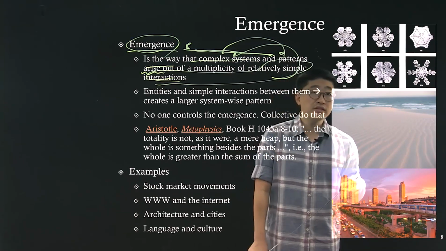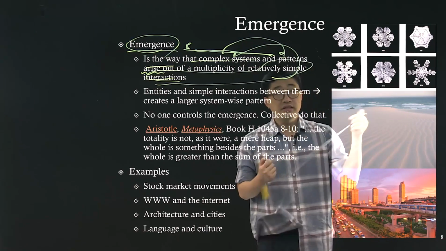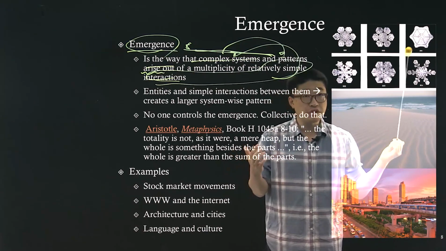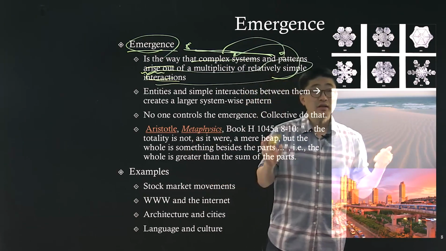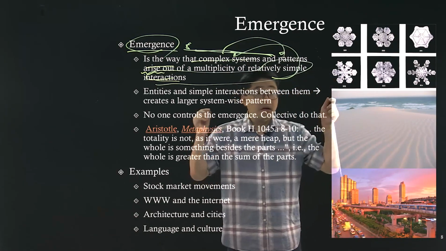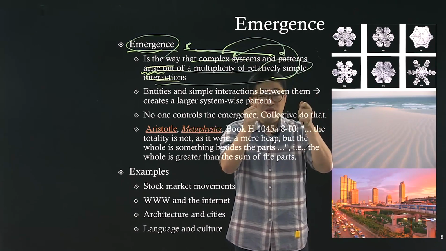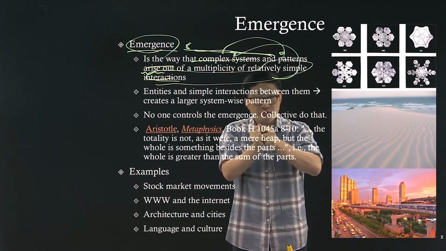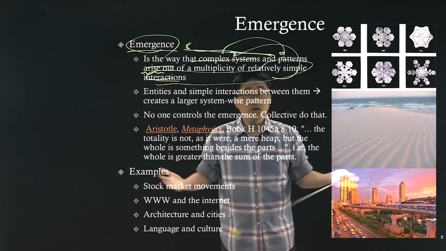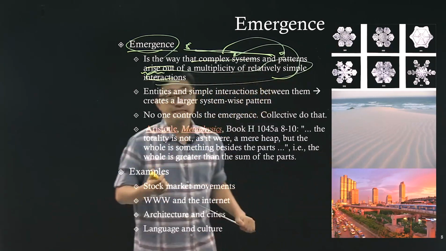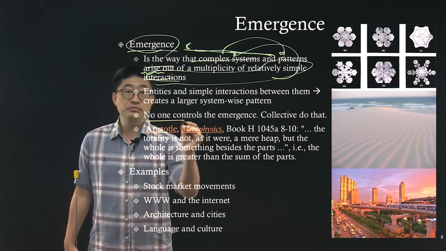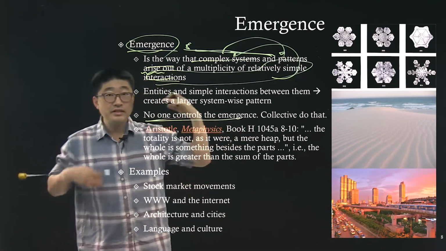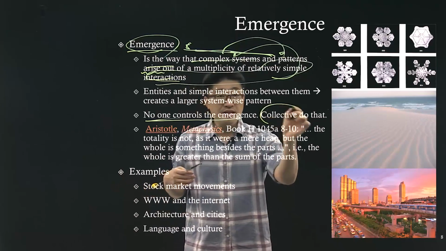Okay? No one created, no one imposed these types of shapes, so these shapes are different from each other, heterogeneous. However, with these simple interaction rules, the water molecules were able to create as a whole these beautiful shapes. Okay? So no one controls the emergence. These water molecules collectively do that.